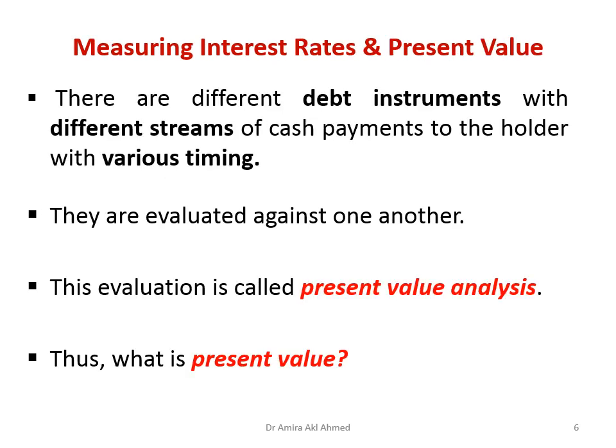There are different debt instruments. As we will see, these debt instruments include simple loan, fixed payment loan, coupon bond, and discount bond. They have very different streams of cash payments to the holder with various timing. These streams of cash payments are known as cash flows.